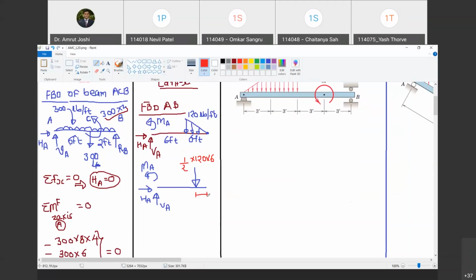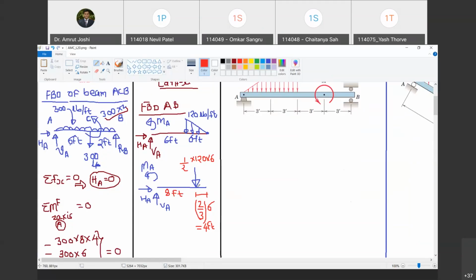From the vertex, it is 2/3 of 6. So what is 2/3 of 6? So it is at 4 feet. Do you agree with me? Yes, sir. So this distance is 4 feet where this point load acts. And so therefore, what will be this distance? Total distance is 12, 12 minus 4. So this distance must be 8 feet. Are you with me?